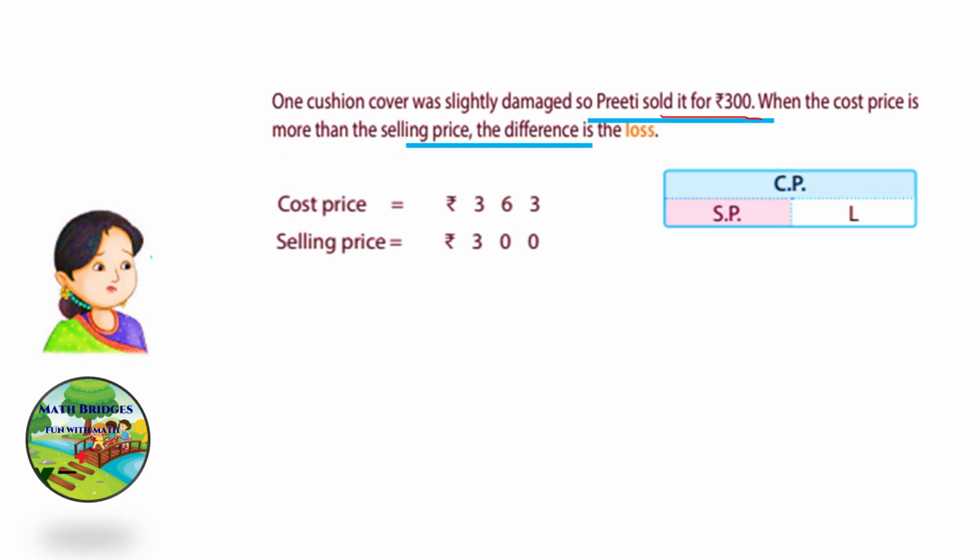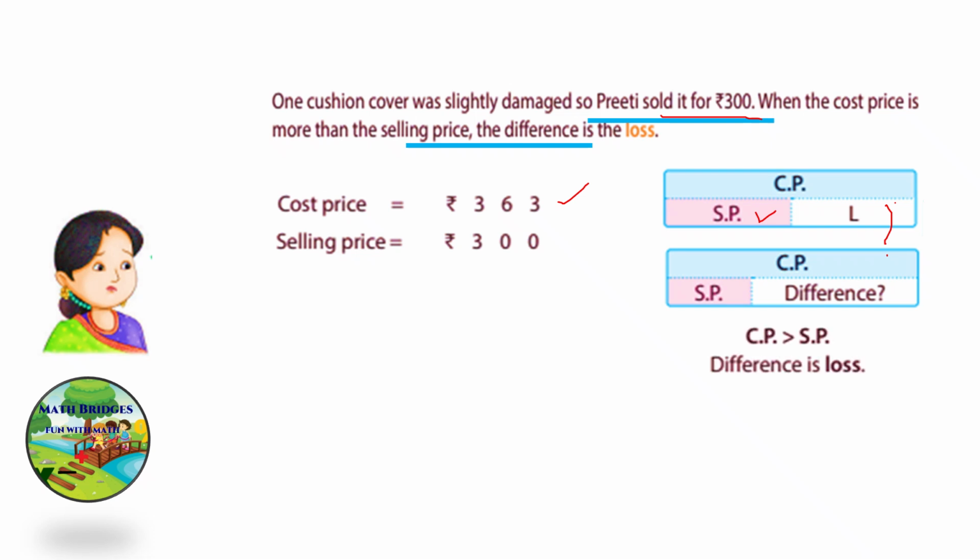We'll draw the model diagram. CP is more here, so the bigger amount we write on the top. Selling price is less, so selling price goes here, and this is the loss. Loss means it is a difference. This we have to find now. So what is the formula? CP is more than SP, or you can say selling price is less than cost price, it is also correct, and it is a loss. Loss means we subtract CP minus SP.